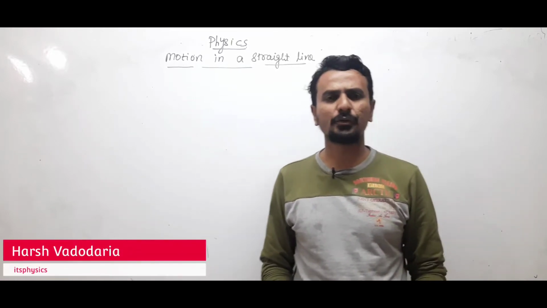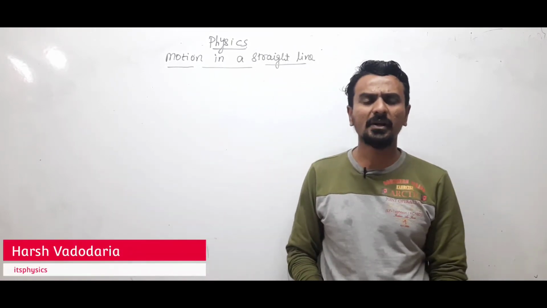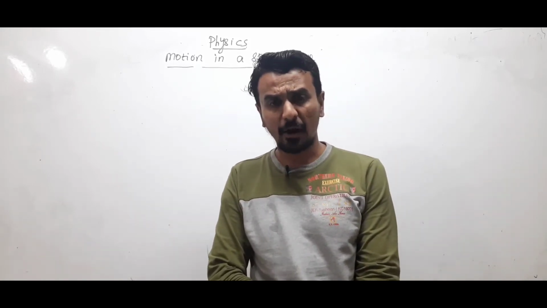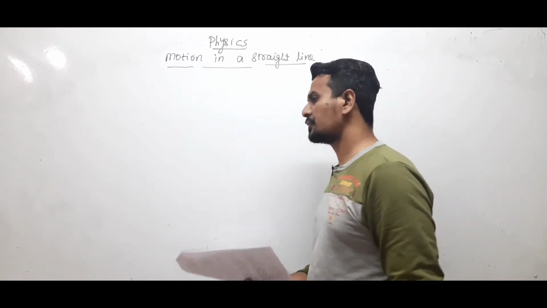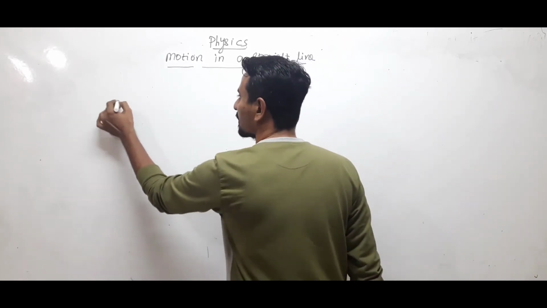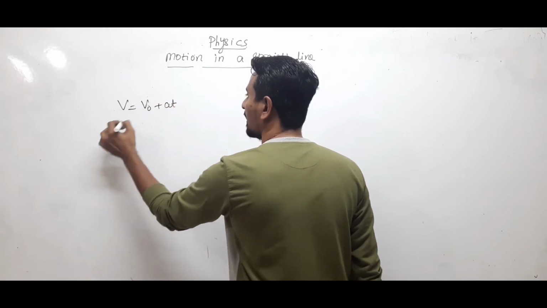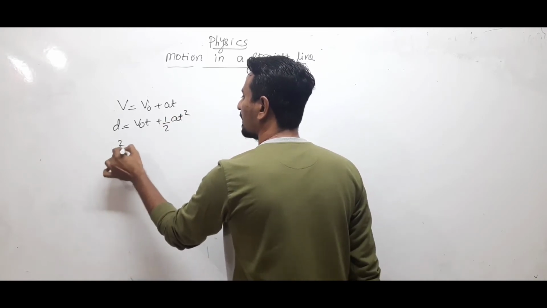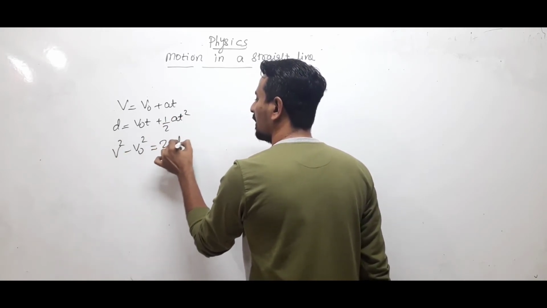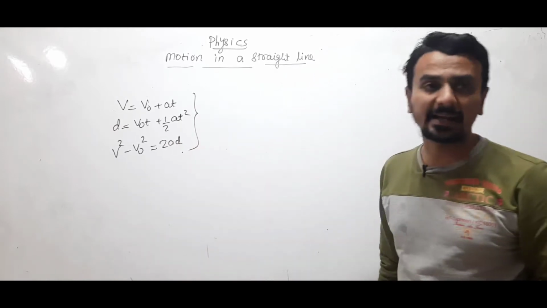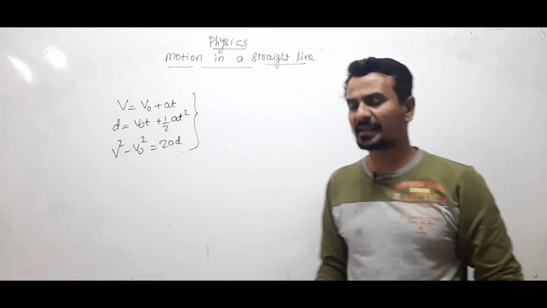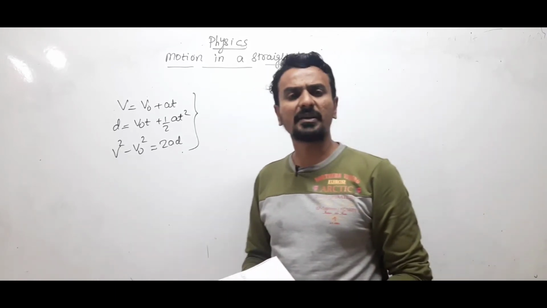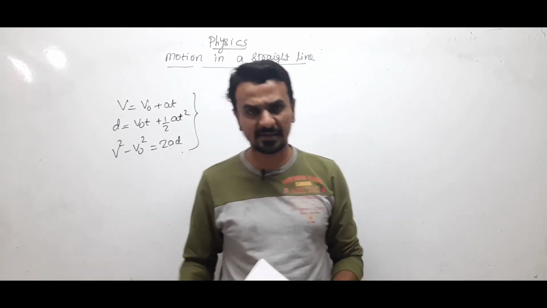Hello students. So in the previous video we had discussed equations for uniformly accelerated motion, right? We had derived three equations. v = v0 + at, this was the first equation. Displacement d = v0t + half at square, and the last one, v square minus v0 square = 2ad. These are the three equations to be used when acceleration is constant, right? These were the equations for uniformly accelerated motion. So if in the question acceleration is given as constant, only then you can use these three equations.